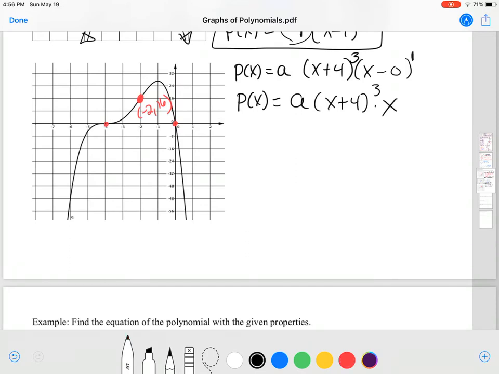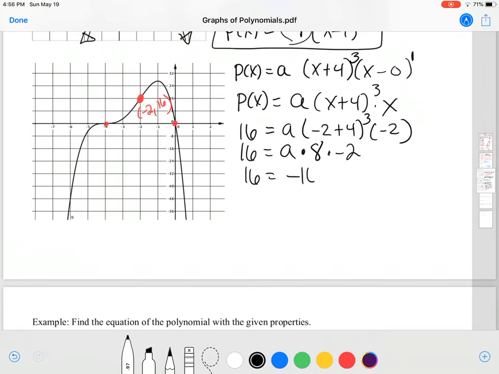So I'm going to plug in 16 for y and -2 for x. So I have -2 plus 4. That gives me a plus 2, and 2 to the third power is 8. So I have 8 times -2. So 8 times -2 gives me -16. So I have 16 is equal to -16a, so a has to be -1.